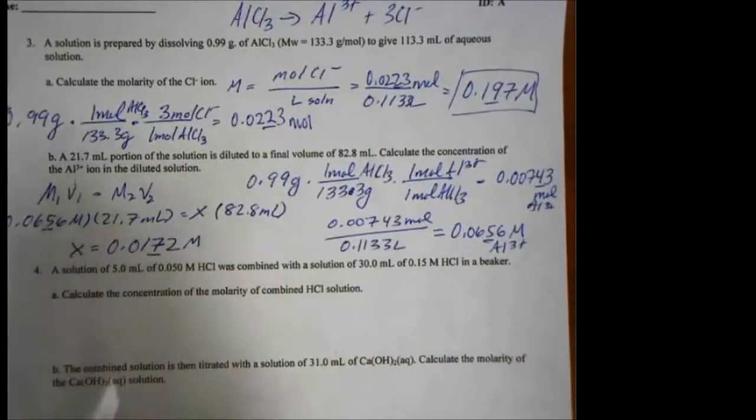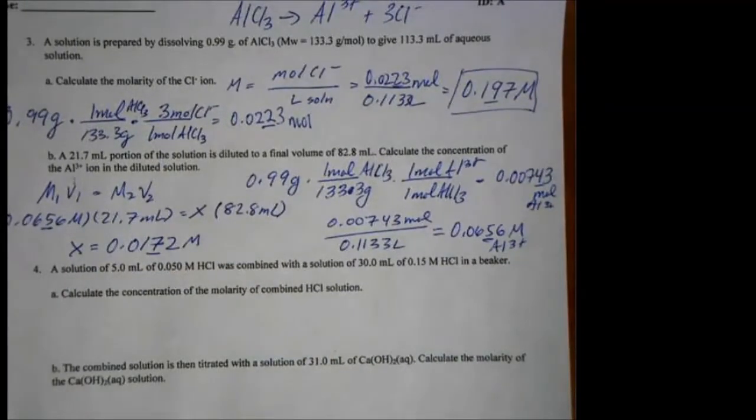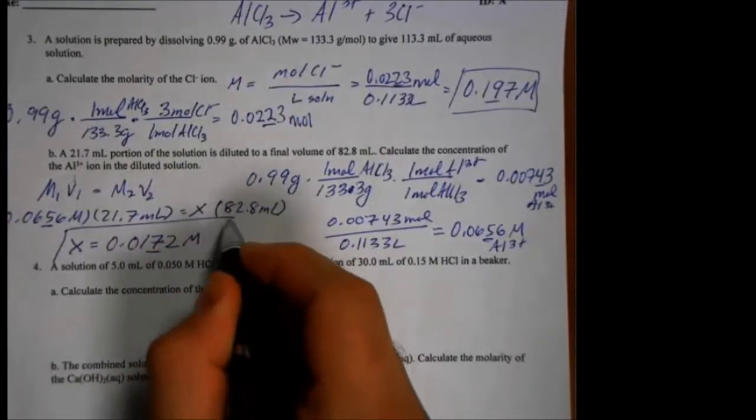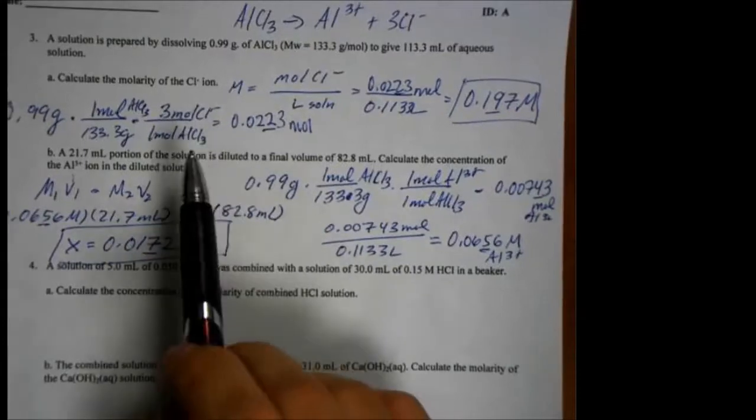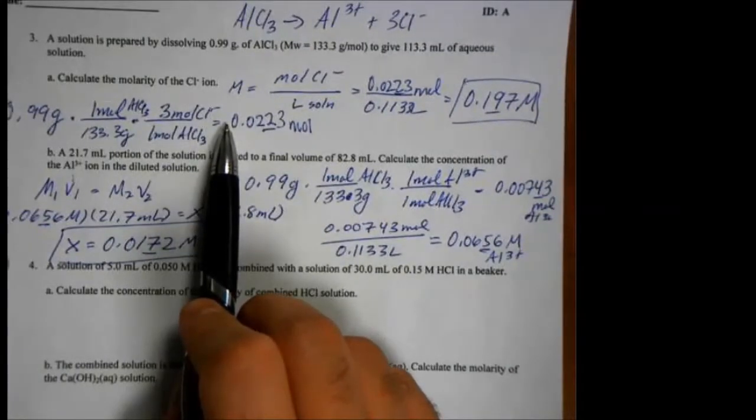So just carrying my sig figs all the way through, the final answer in this case would be 0.0172. The only thing that's a little tricky in this case is that in the first one they ask you for the concentration of the Cl- ion.